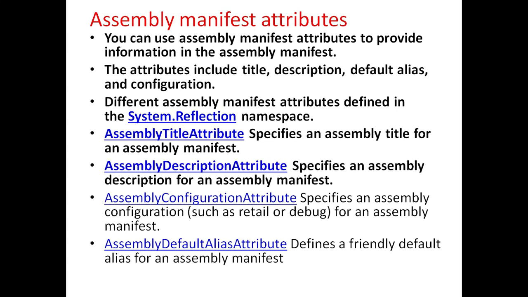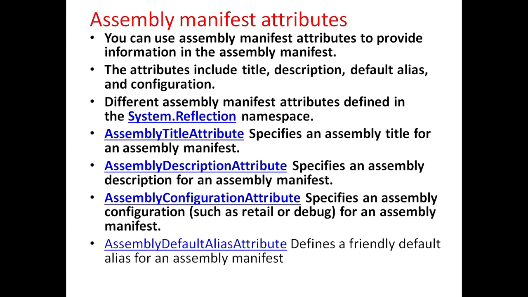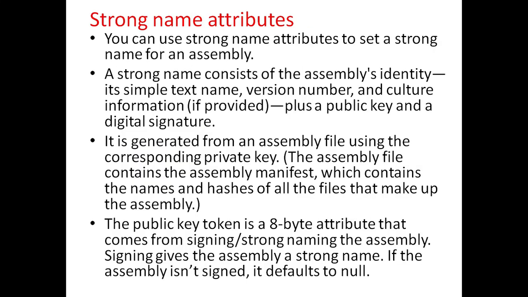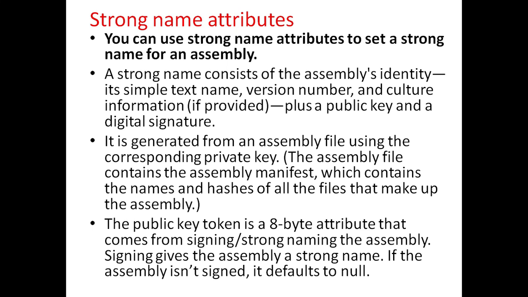Assembly description attribute, which specifies an assembly description for an assembly manifest. Assembly configuration attribute, which specifies an assembly configuration for an assembly manifest. And assembly default alias attribute, which defines a friendly default alias for an assembly manifest. Then strong name attributes. You can use strong name attributes to set a strong name for an assembly.